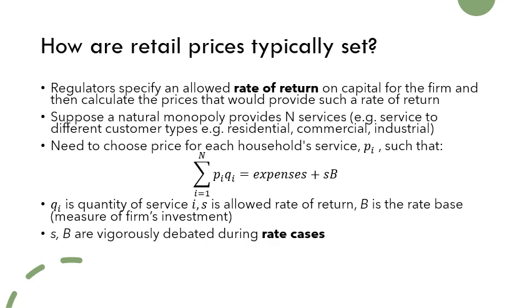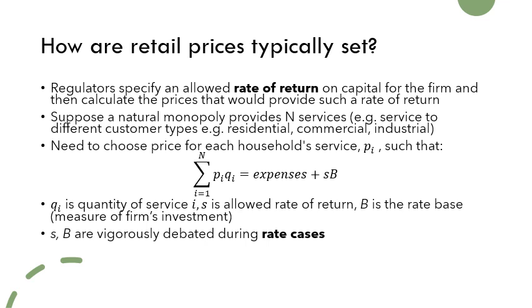How are retail prices typically set? Regulators specify an allowed rate of return on capital for the firm, and then calculate the price that would provide such a rate of return. Okay, so what does this mean?